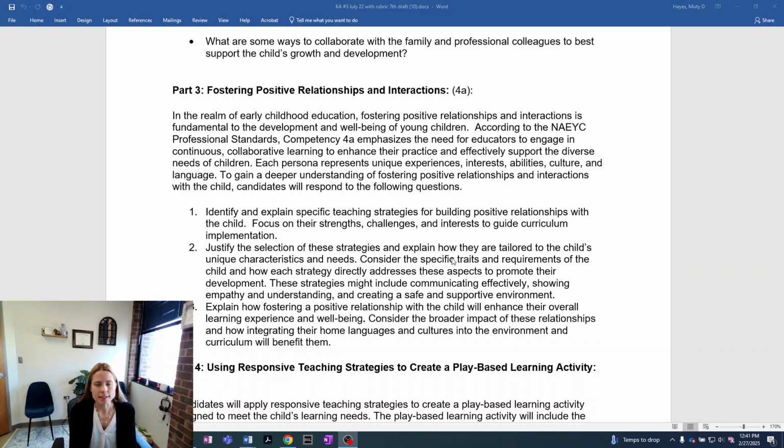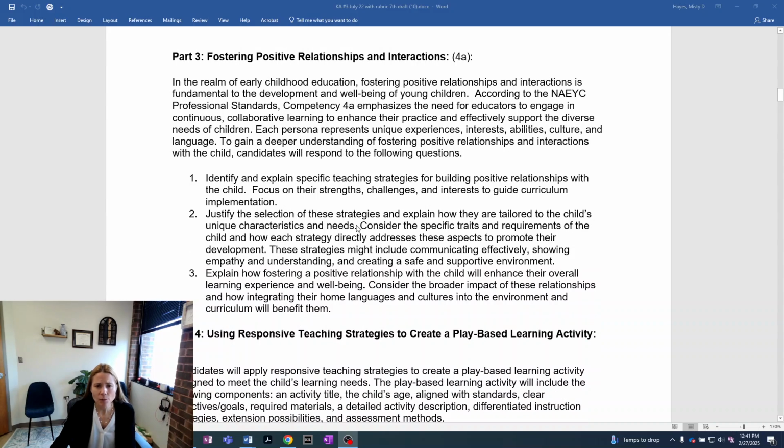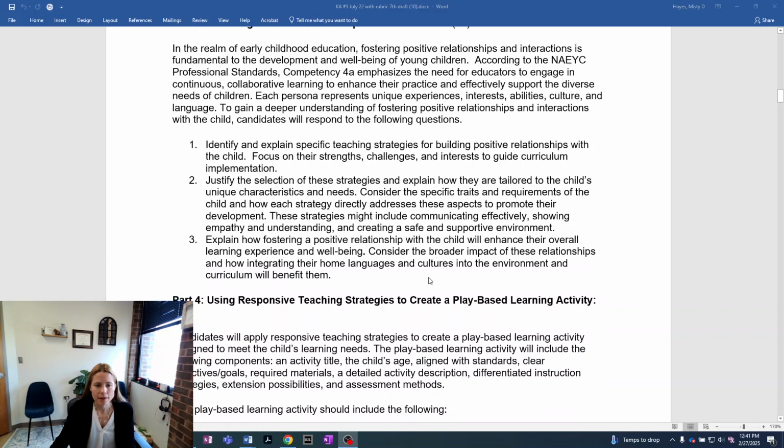So the first prompt says, identify and explain specific teaching strategies for building positive relationships with the child, okay? Focus on the child's strengths, challenges, and interests to help guide curriculum implementation. So these are the things that you're going to talk about. You're going to identify those specific teaching strategies and explain how they're going to help you build positive relationships with the child. And when you're answering it, address the strengths and challenges and interests.